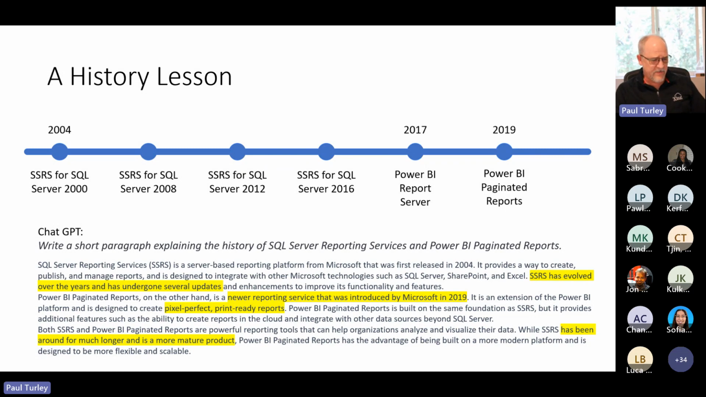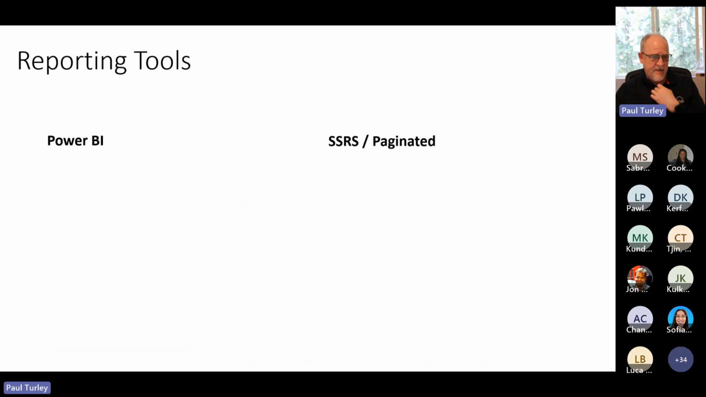And it says, well, Reporting Services has evolved over the years. It's undergone several updates, but it was really about creating pixel-perfect, print-ready reports that could be exported in various formats. And then paginated reports is the next evolution of SQL Server Reporting Services. Well, circa 2017, Power BI was brought to Reporting Services in what's called the Power BI Report Server. And then in 2019, the opposite happened. Reporting Services was brought to the Power BI service, and that's really our focus today.